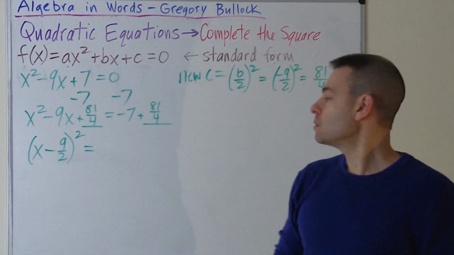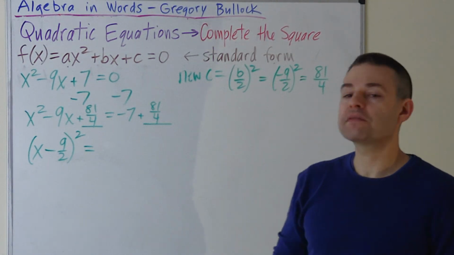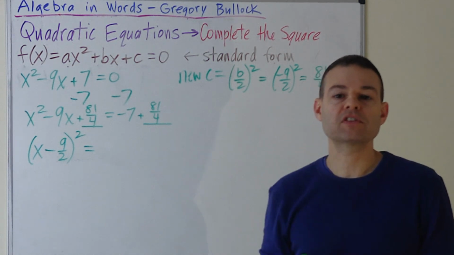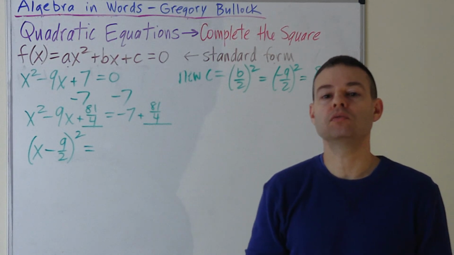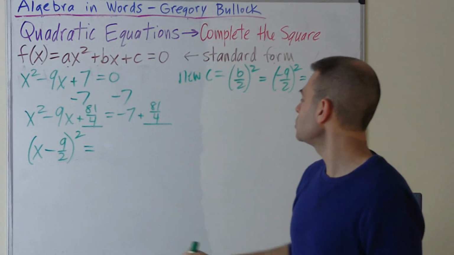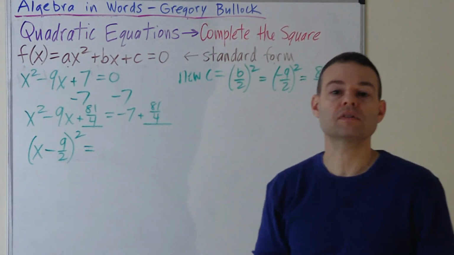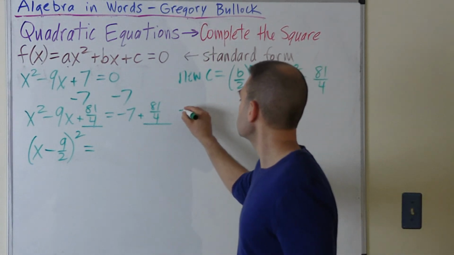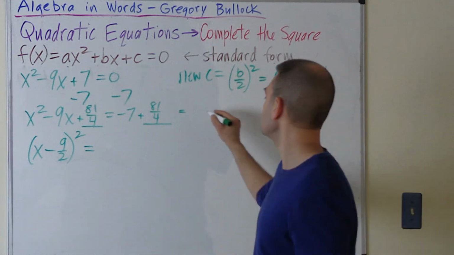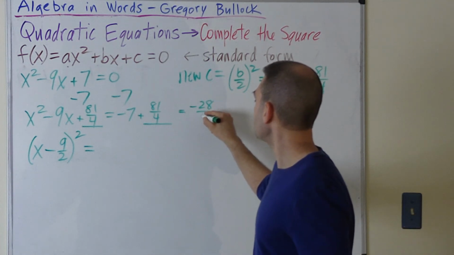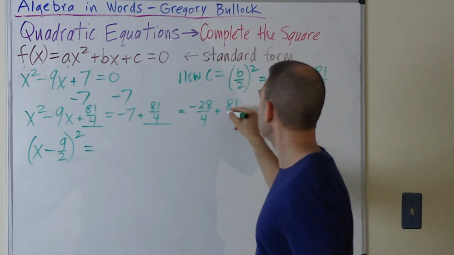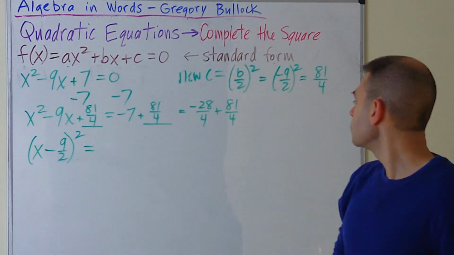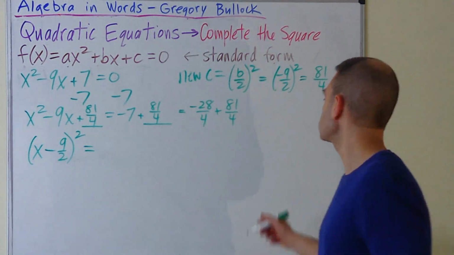Now on the right, we have negative 7 plus 81/4. And because one of them is a fraction, we need to convert them into like fractions. So let's multiply the top and bottom of negative 7 by 4. And that's going to convert to negative 28/4 plus 81/4, which becomes 53/4.